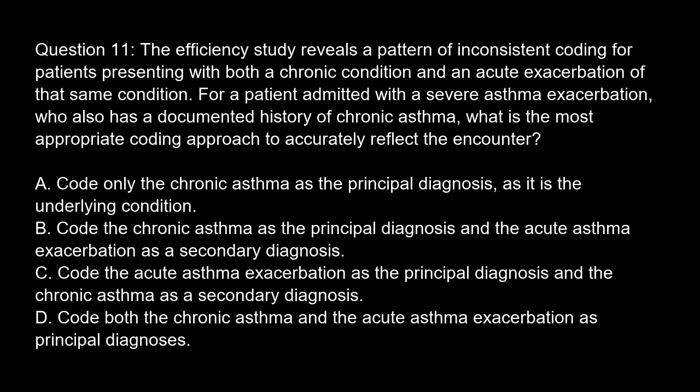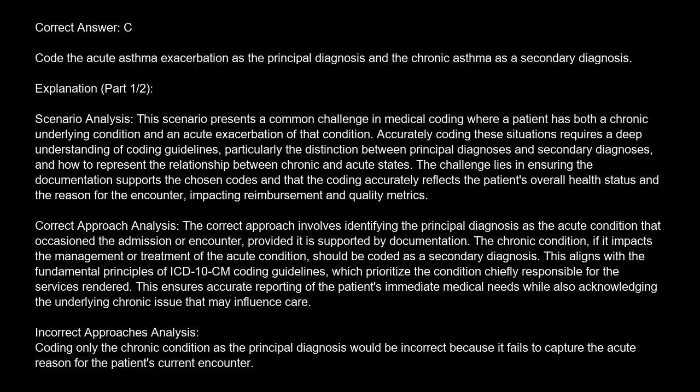Option A. Code only the chronic asthma as the principal diagnosis, as it is the underlying condition. Option B. Code the chronic asthma as the principal diagnosis and the acute asthma exacerbation as a secondary diagnosis. Option C. Code the acute asthma exacerbation as the principal diagnosis and the chronic asthma as a secondary diagnosis. Option D. Code both the chronic asthma and the acute asthma exacerbation as principal diagnoses. The correct answer is C. Code the acute asthma exacerbation as the principal diagnosis and the chronic asthma as a secondary diagnosis.